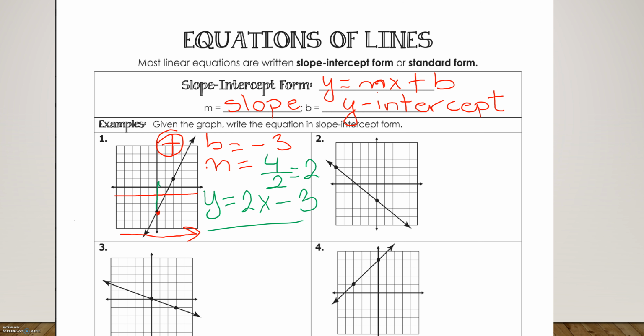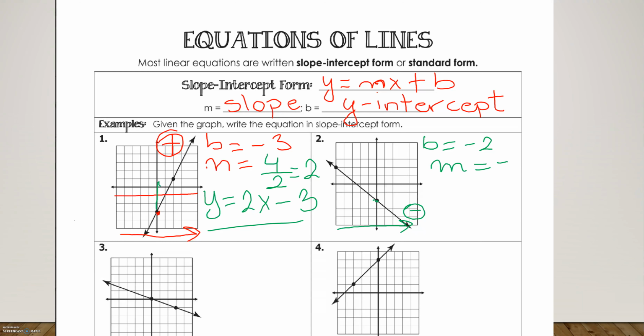Now in this example 2, same thing. You're looking for the y-intercept. Where is the line crossing the y-axis? It looks like at -2. So my y-intercept is -2. Now I need to find a slope. If we look at the line going left to right, I can see that my line is going downward, and we're going to have a negative slope. So just keep that in mind, okay? The slope is going to be negative.